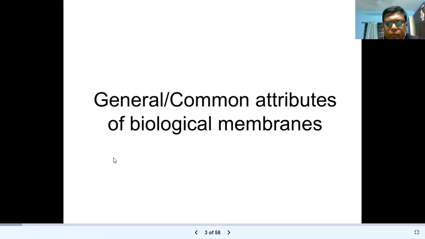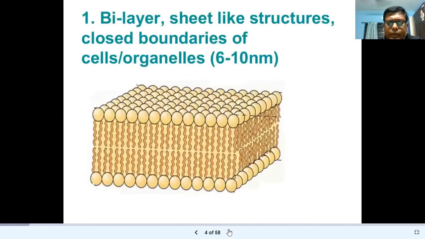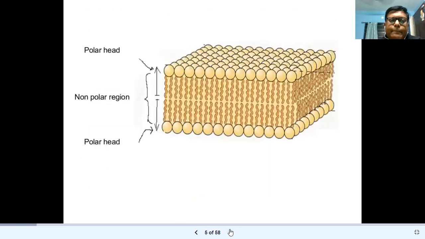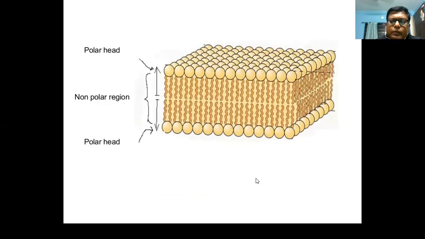So, general and common attributes of biological membrane. Basically, first it was introduced that it is a bilayer structure, but actually it is not. It's a sheet-like structure having closed boundaries, but this structure proved wrong in the long run. Now the structure has two layers, so the polar head area is facing outside, and the polar head is facing inside the cell.